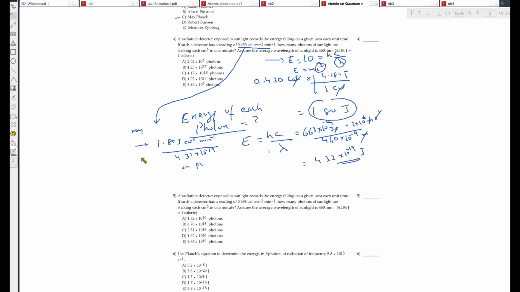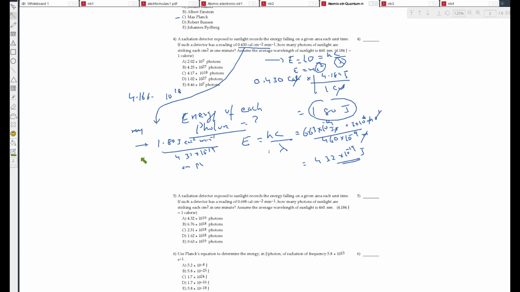Oh, I have it now. My answer is like this one. My calculator is showing 4.166 and so on, 66 times 10 to the power minus, sorry, not minus. Because it's not going to be possible to have minus 18, because the number of photons is like this.